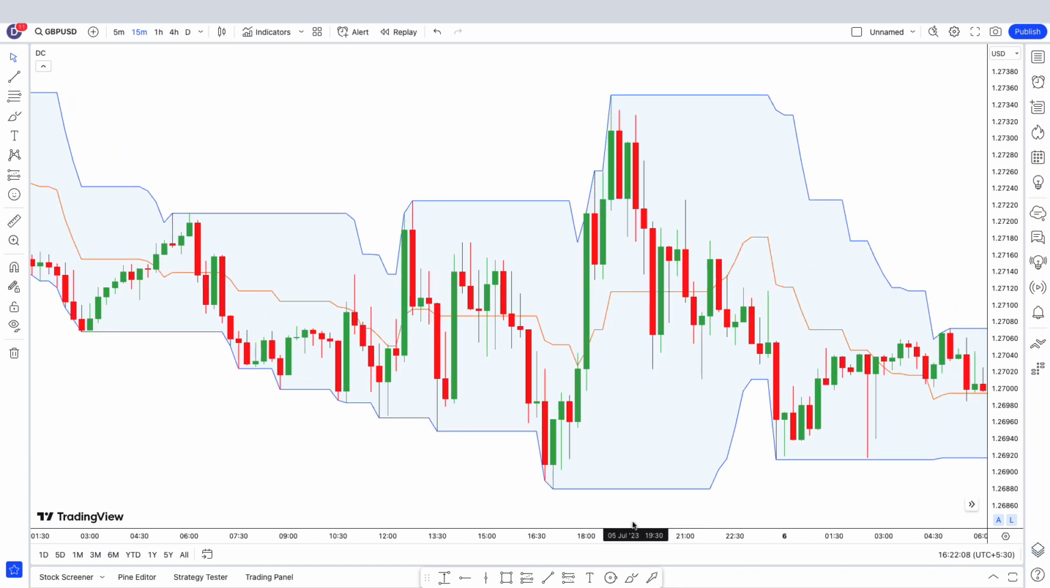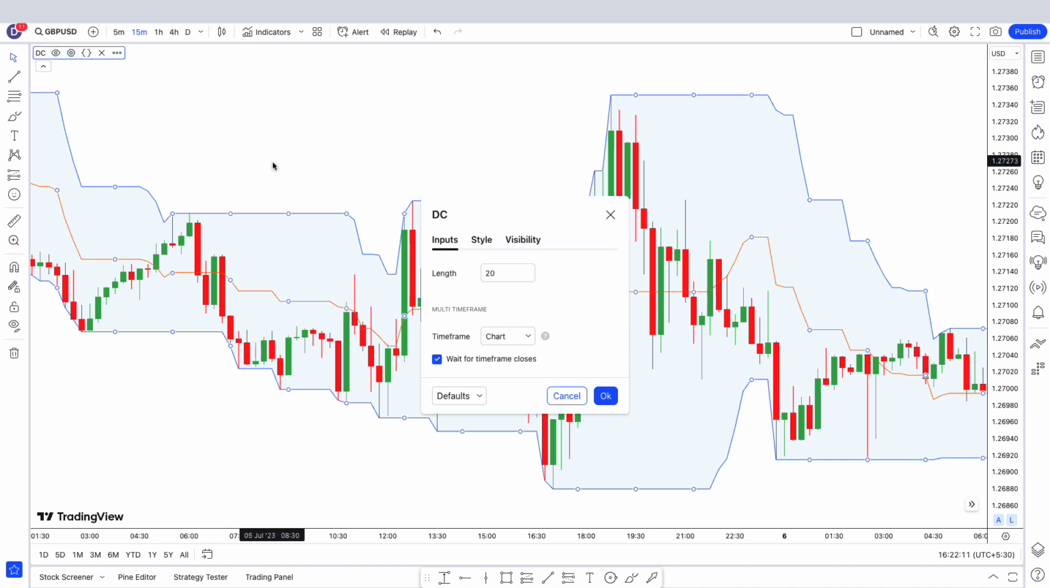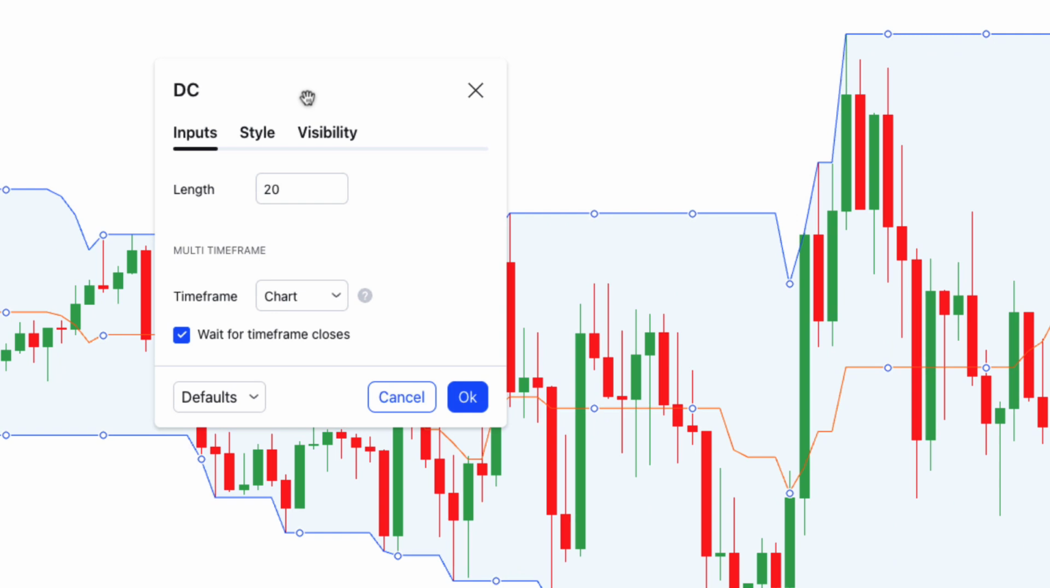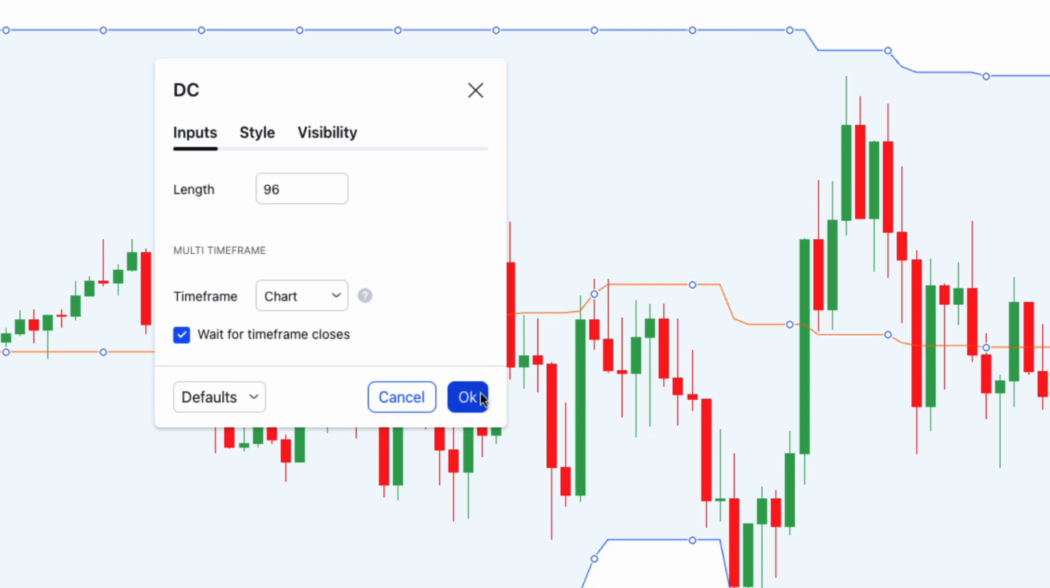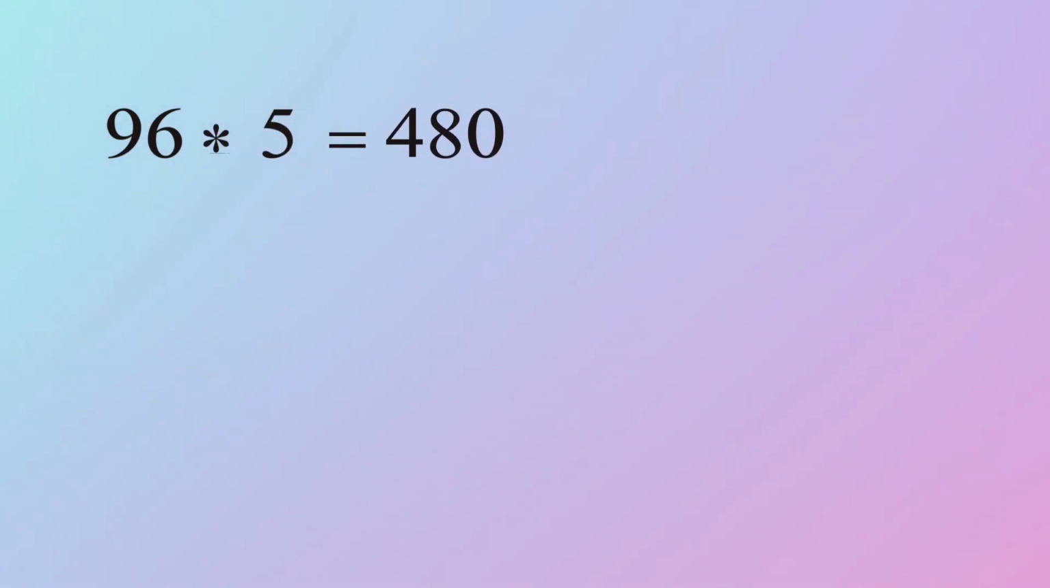Now that we know the basics of the strategy, let's change the indicator settings. Navigate to the indicator settings tab and click on the inputs tab. Here we will first be changing the length of the indicator. Since we are using the 5-minute time frame, we will be changing the length to 96. Change the length to 96 because if we multiply 96 by 5, we get 480 minutes, which is equal to 8 hours.